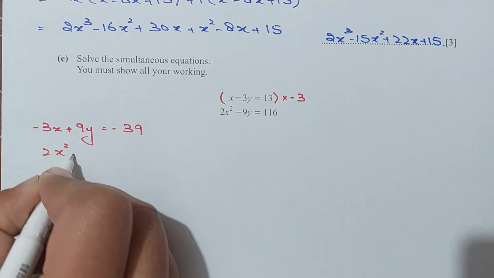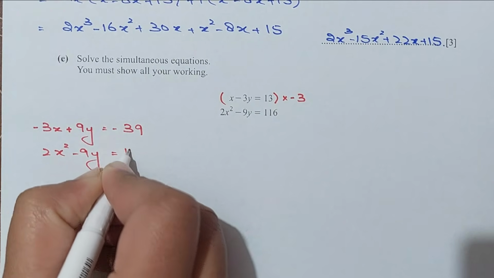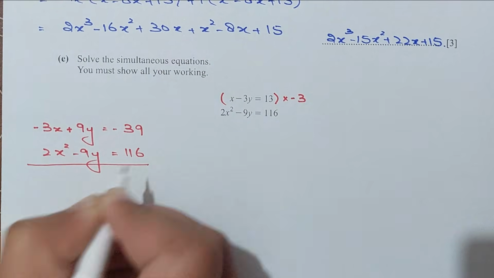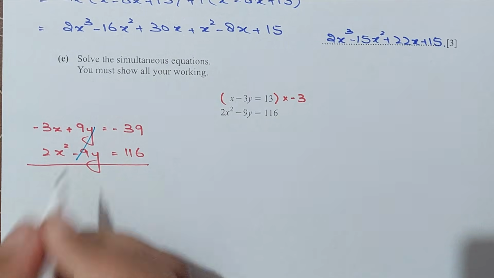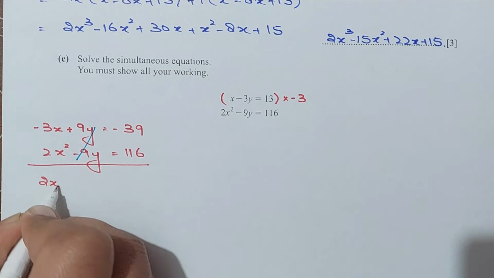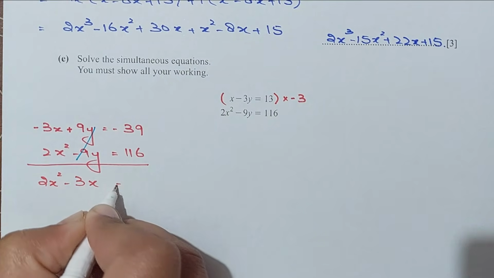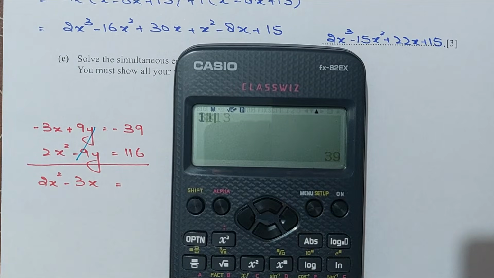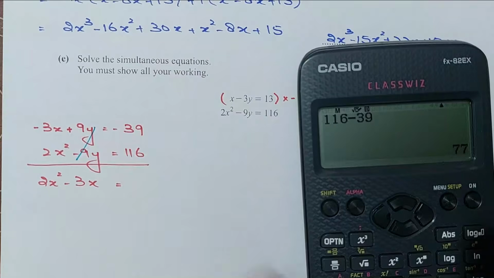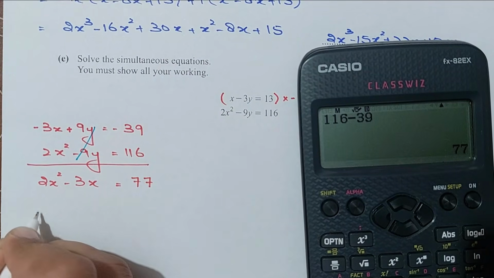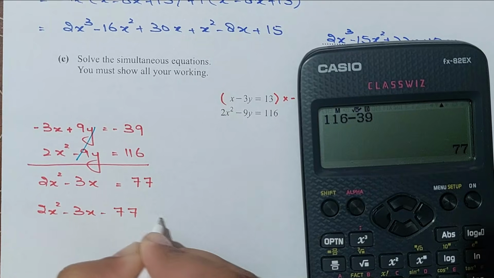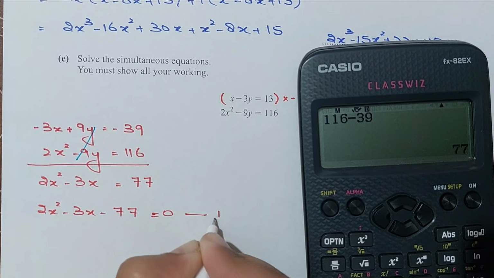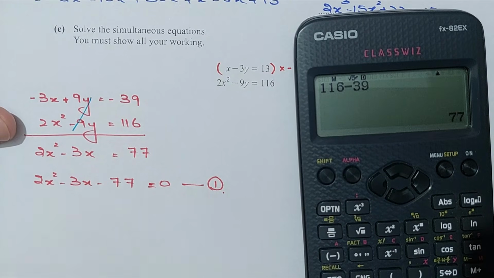The second equation stays the same, 116. Now let me add up the two equations so we can get rid of this y. 2x squared minus 3x equals 116 minus 39, which is 77. Or 2x squared minus 3x minus 77 equals 0. Now let me apply the quadratic formula over here.